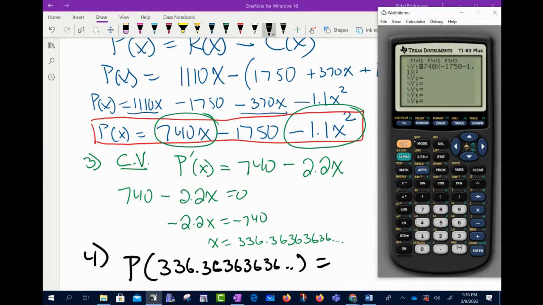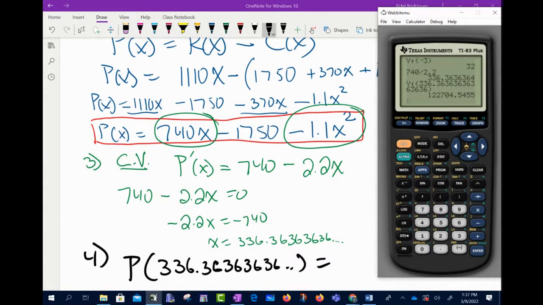Okay, so now I'm going to quit this. I'm going to go to my vars, to my y vars function number 1, and we are entering 336.3636363636. Okay, there we go. All right, I just threw a few of them in there. All right, and now we're going to hit enter, and here's my answer.